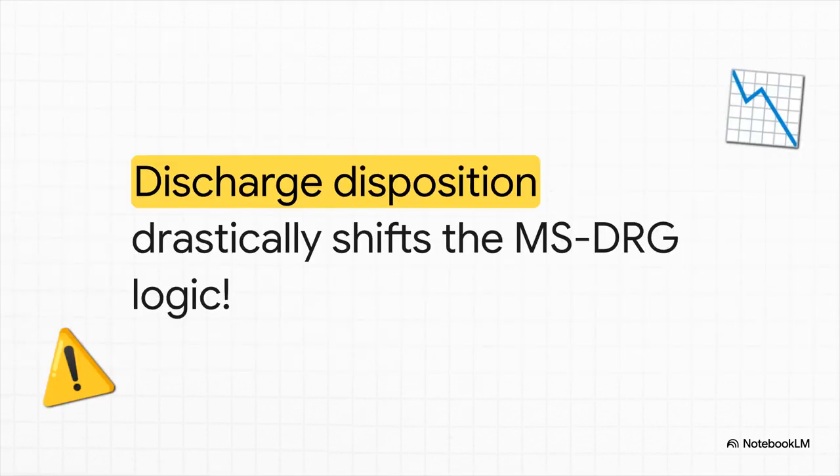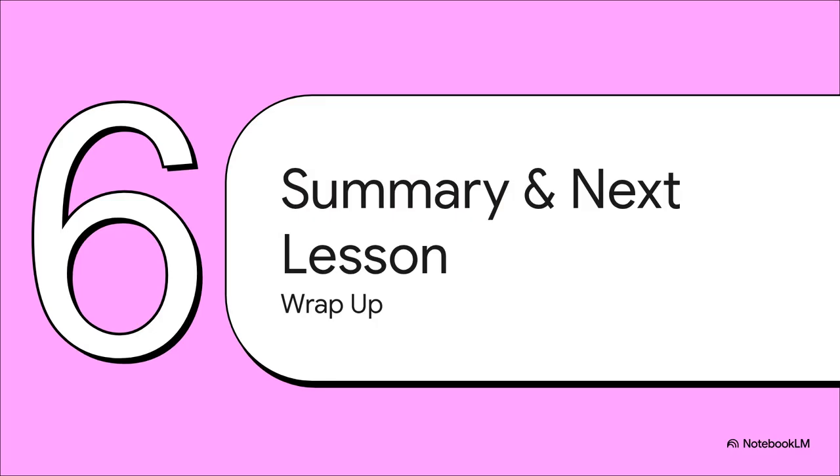But watch out for this critical nuance right here. Keep a very close eye on the discharge disposition. If you transfer a newborn to another acute care facility, or if the infant tragically expires, it completely flips the final MS-DRG logic and relative weight. You absolutely must validate that discharge status against the medical record before you finalize your claim, because it literally changes the entire grouping logic.